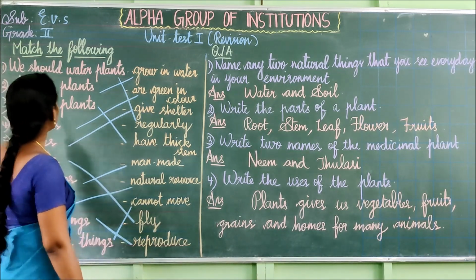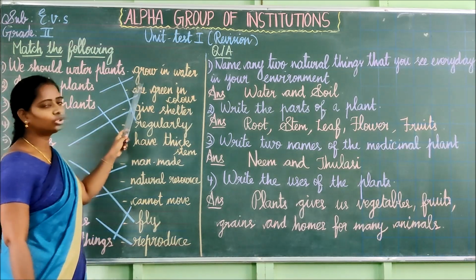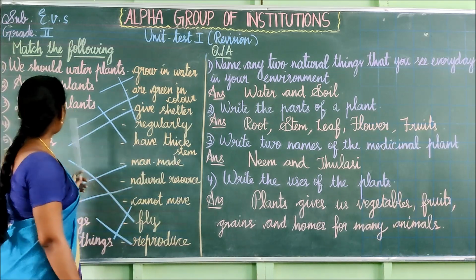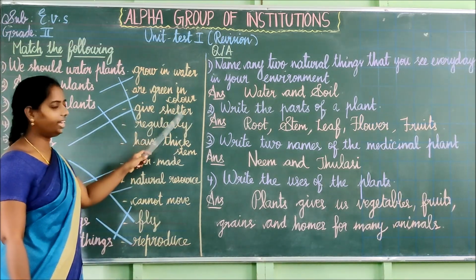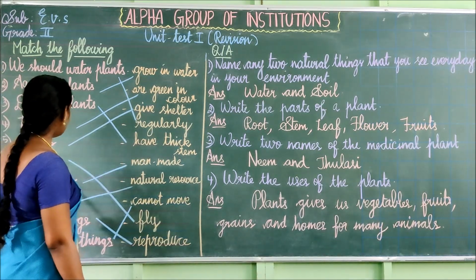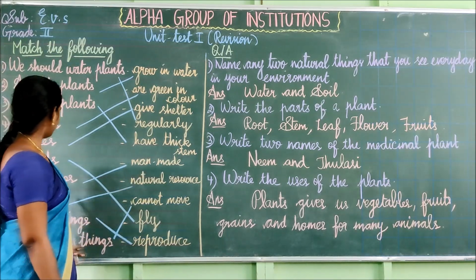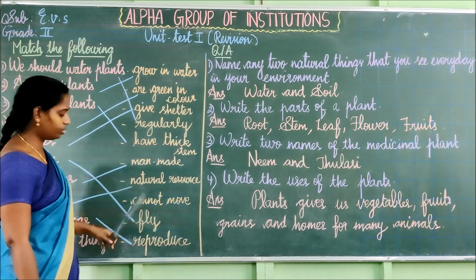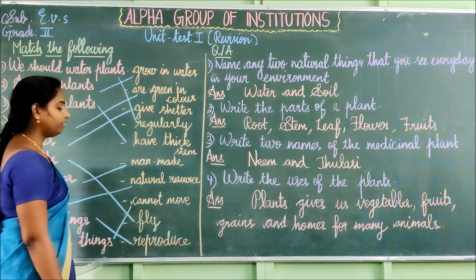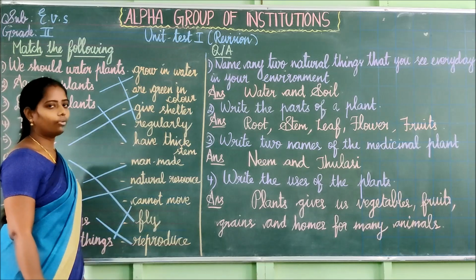I repeat it again, see? We should water plants regularly. Aquatic plants grow in water. Desert plants have thick stem. Leaves are green in color. Trees give shelter. Birds fly. Shampoos, man-made. Clay, natural resource. Living thing, reproduce. Non-living thing, cannot move. Okay, children, you have to find the correct answer. You have to match it correctly.